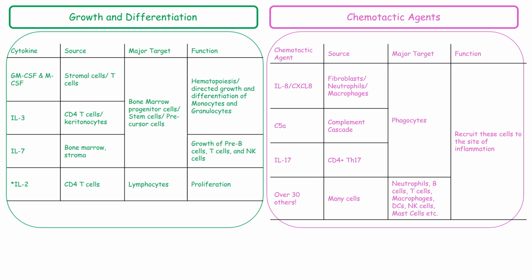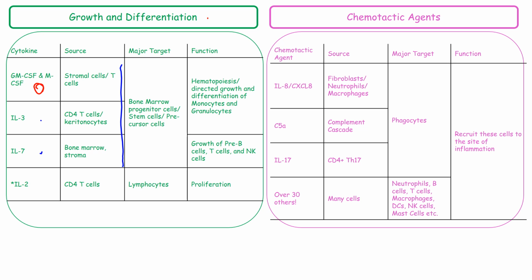Okay, the last groups are, some of them are cytokines, some aren't, but I'm including them as soluble factors. The first is your growth and differentiation group, which is really just your growth factors. These are cytokines that work in hematopoiesis of precursor cells, promoting the development of your leukocyte pool. So we have your colony stimulating factors. These are your GM-CSF, your MCSF, IL-3, and IL-7.